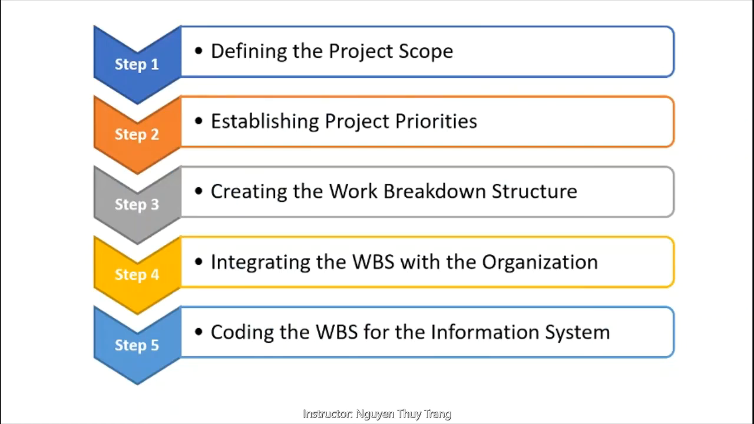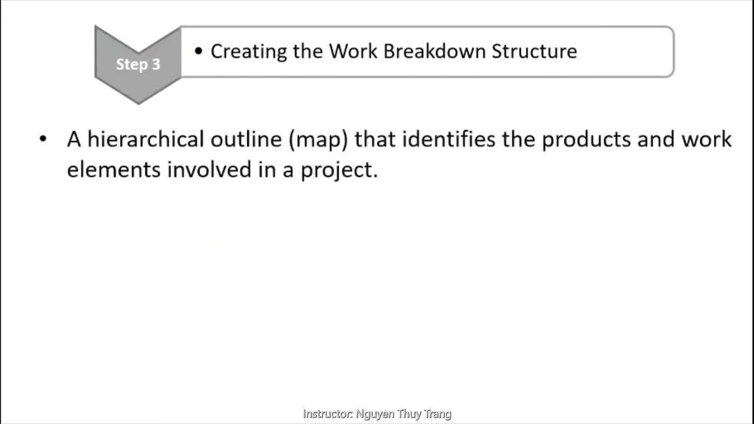Step 3. Creating the work breakdown structure. Once the scope and deliverables have been identified, the work of the project can be subdivided into smaller and smaller work elements. The outcome of this process is called the work breakdown structure. So, what is a work breakdown structure of a project? It is a hierarchical outline that identifies the products and work elements involved in a project.